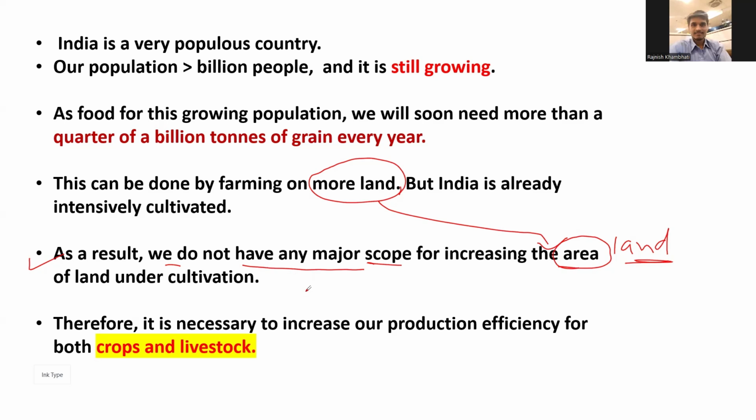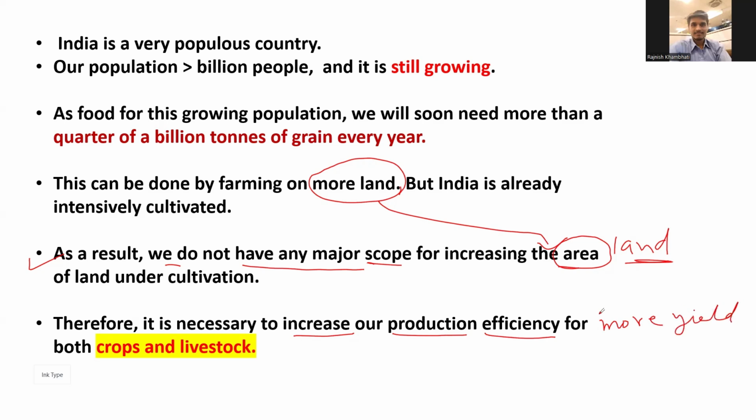You might have seen in many places that previously that land was abandoned or maybe farming land, but right now on that land, a home or a business or an industry or many things are there. Maybe a building is there. So land is decreasing. Therefore, it is necessary to increase our production efficiency. That means more yield.